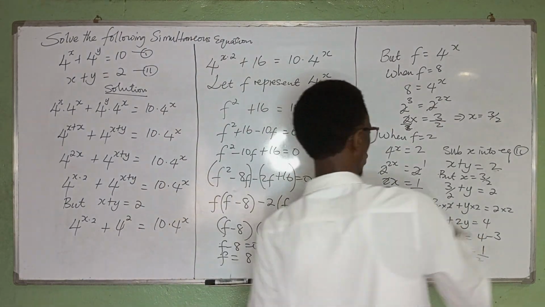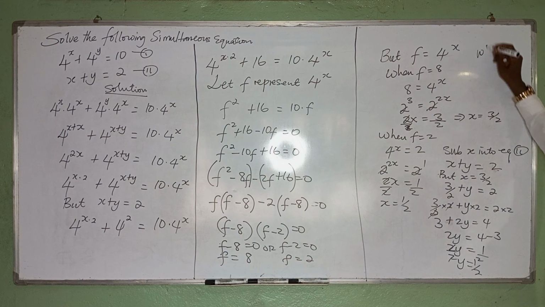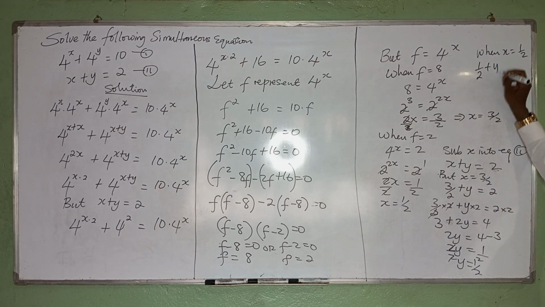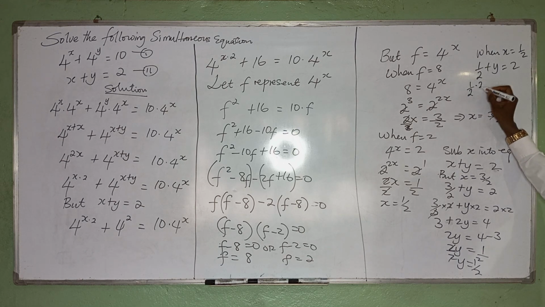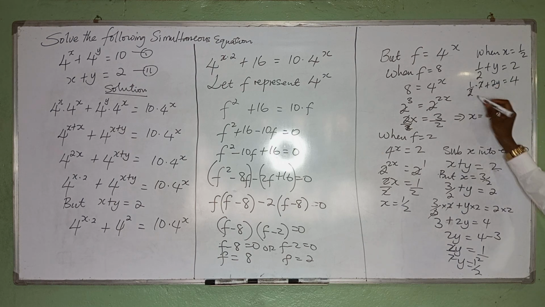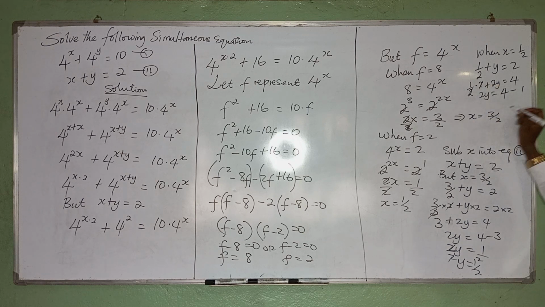We need the other one. So when x now equals half, we are going to substitute again into this equation. So we have half plus y equals 2. The same thing again, we multiply through by 2. This becomes half multiplied by 2 plus 2y equals 4. So this and this cancel, we are left with 1 here. So we have 2y equals 4 minus this 1. If we subtract, we have 3. We divide both sides by 2. This becomes y equals 3 over 2.